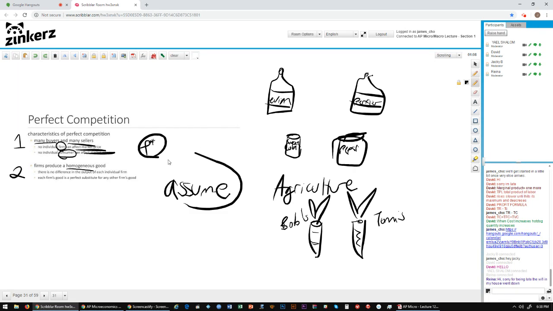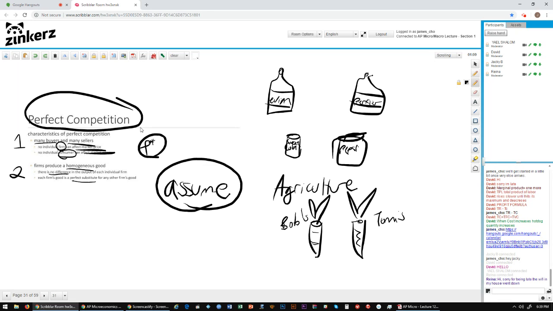So this is where we have to make assumptions. Assume that we're talking about a homogeneous good. Maybe in real life it doesn't happen this way, but just assume for now, just so we can set up this theory, this model, that they're exactly the same. Again, not even similar, there's going to be no difference at all. Each product from each company is going to be a perfect substitute for another company. They're all exactly the same.